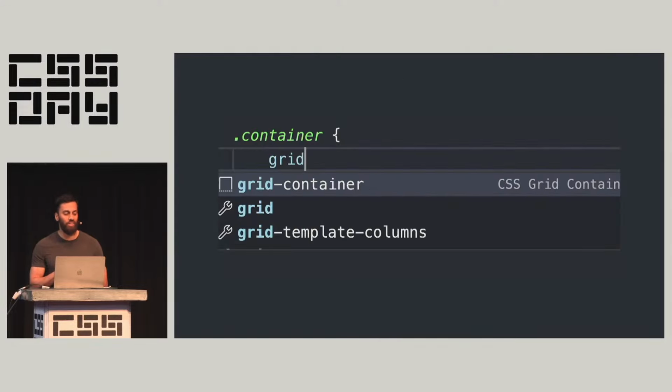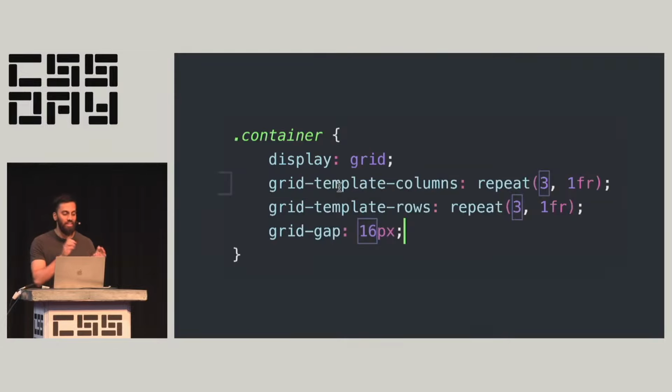Probably easier to show a video. OK, so I type in grid-container, which is my little snippet, and there we go. Every time I hit tab, it jumps to one of those tab stop indexes. And that's pretty much it.